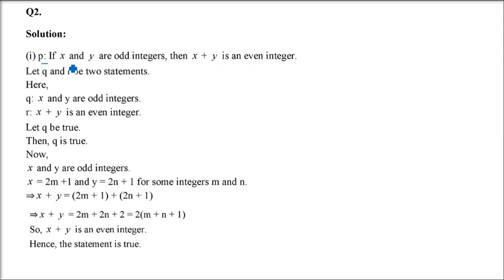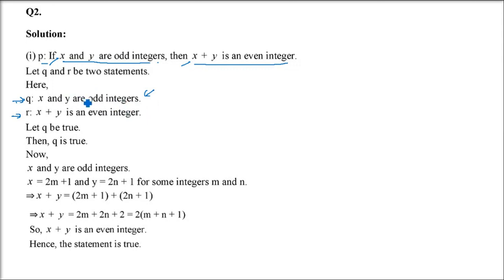Let us take them as statements. P is already there, so let us say Q and R. Q is one statement and R is another statement. Since P is already there, we always take P and Q, but here Q is x and y are odd integers and R is x plus y is an even integer. So let us assume it is true.